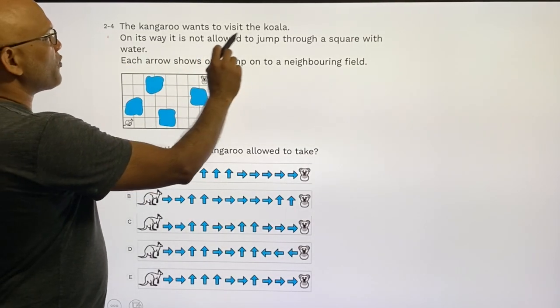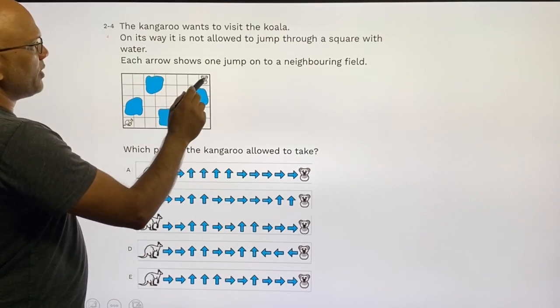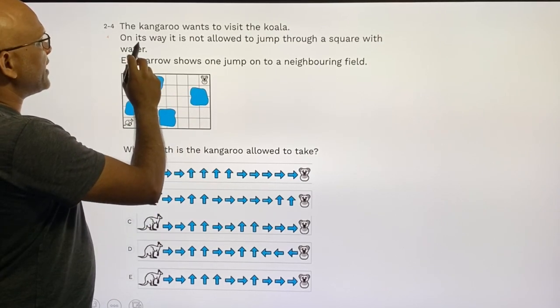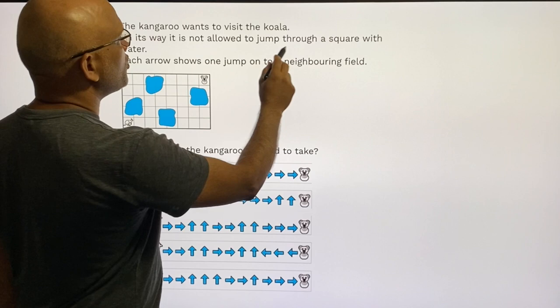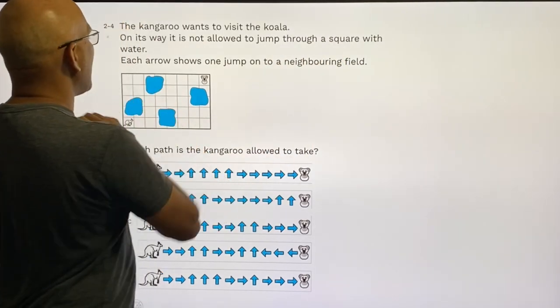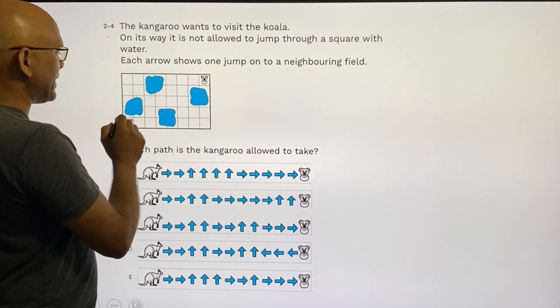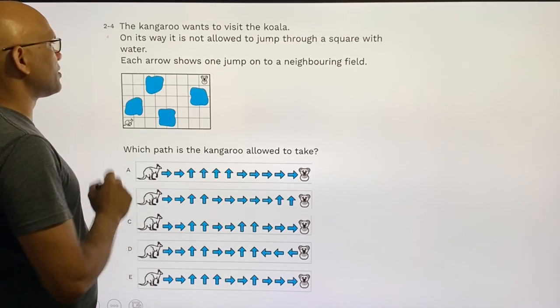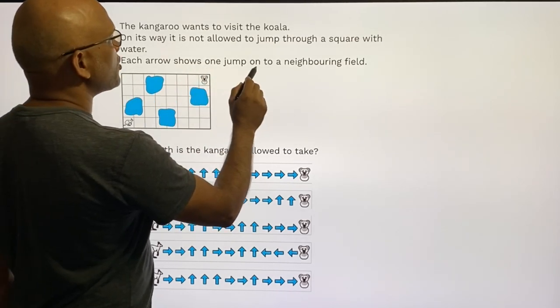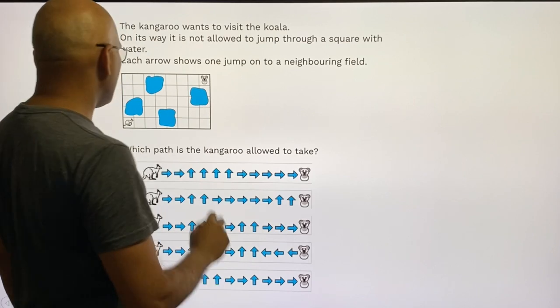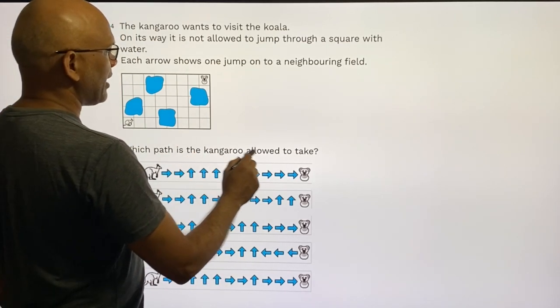The kangaroo wants to visit the koala. There is a kangaroo. It wants to visit the koala. On its way, it is not allowed to jump through a square with water. So these are the patches of water. It is not allowed to jump through the water. Each arrow shows one jump to a neighboring field. Which path is the kangaroo allowed to take?